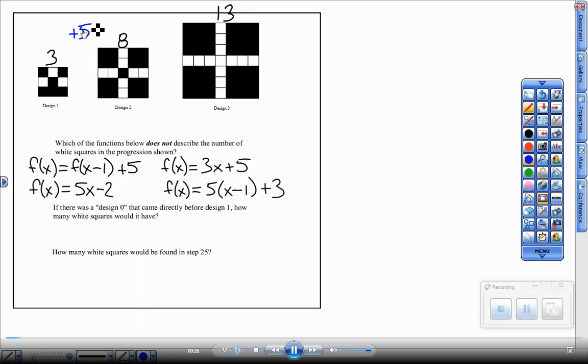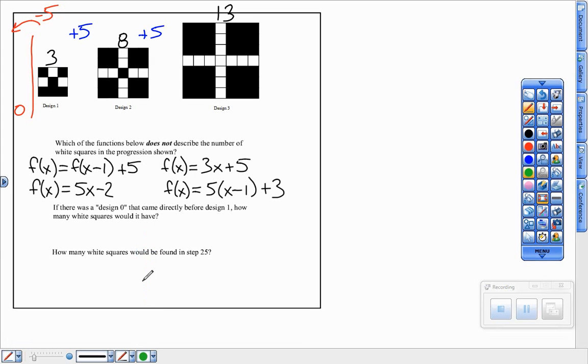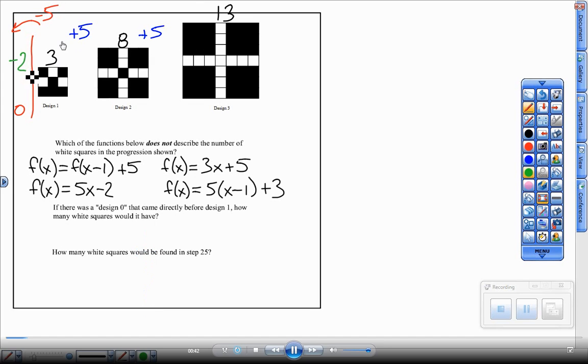I am adding by 5, which makes it arithmetic. I want you to backtrack to that 0 term and subtract by 5. So that will give me 3 minus 5, which gives me -2. That is my y-intercept.